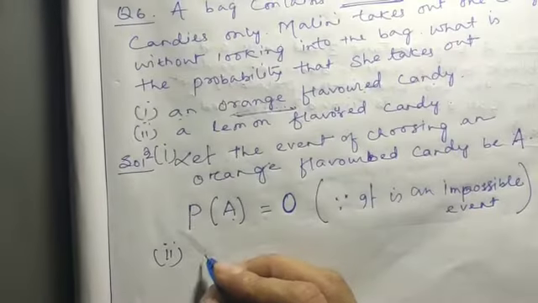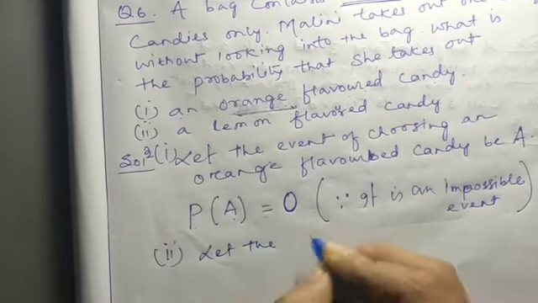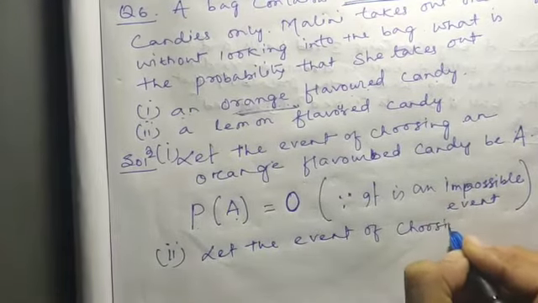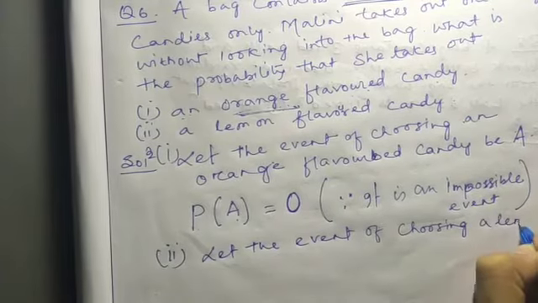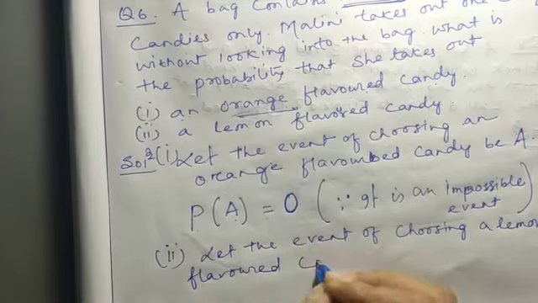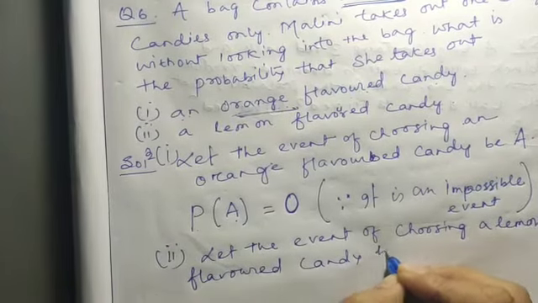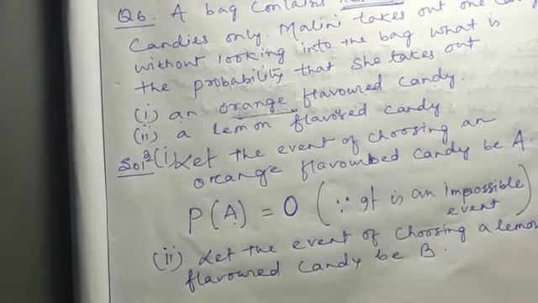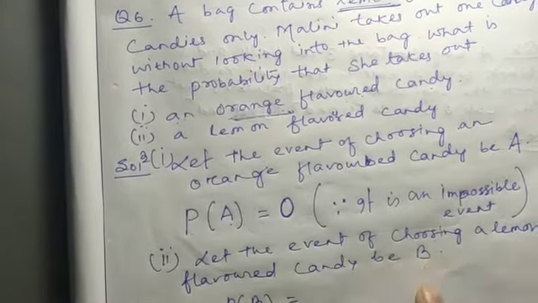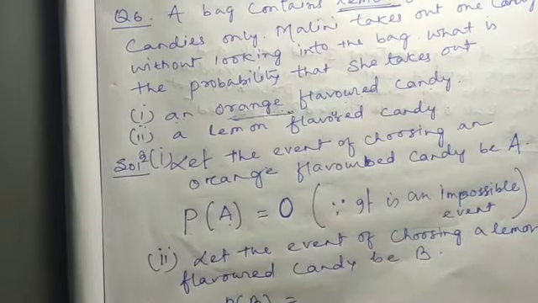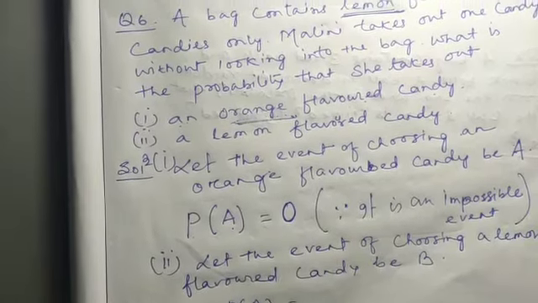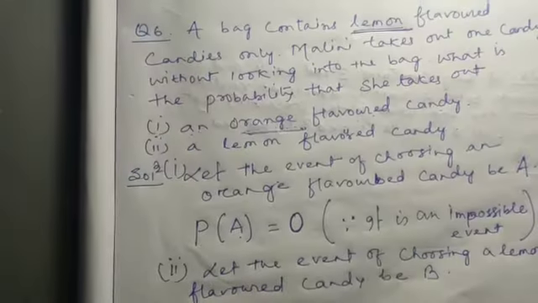So let the event of choosing a lemon flavored candy be B. Okay, so probability of B is equal to favorable outcome by total outcome. Done. Now here you see one thing. I am not writing the formula here because these are very short technique sums. For 1 mark it may come.